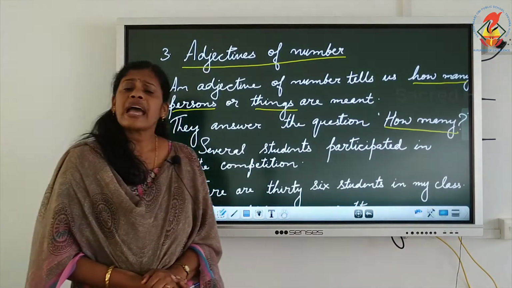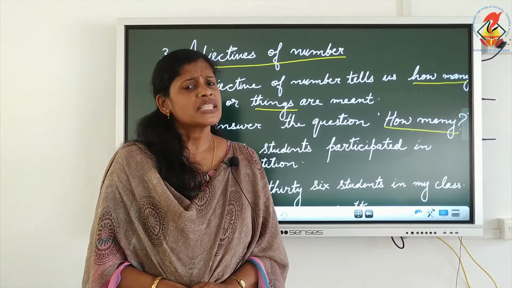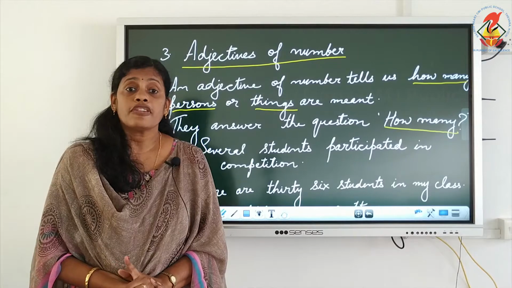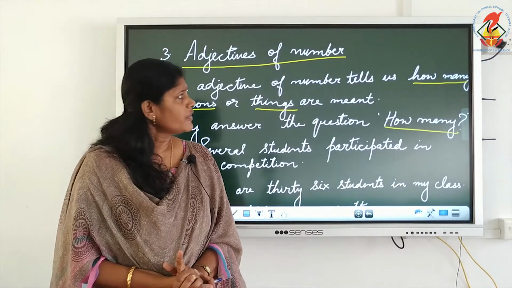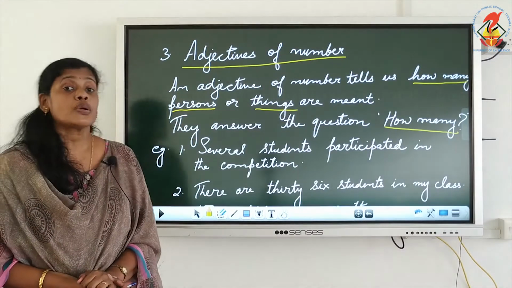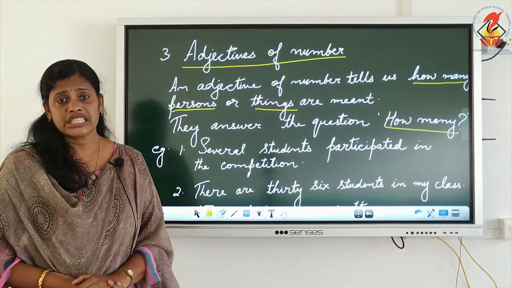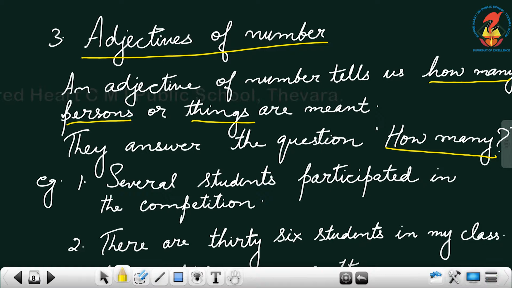Your father bought some apples from the market. Some apples were rotten. So the adjective of number is some. We use adjective of number for countable nouns. Nouns which we can count, we use adjective of number. What do they answer? They answer the question how many. You can count those numbers.